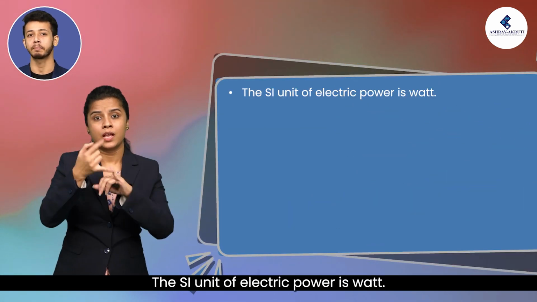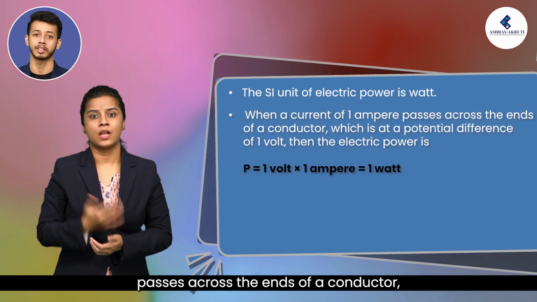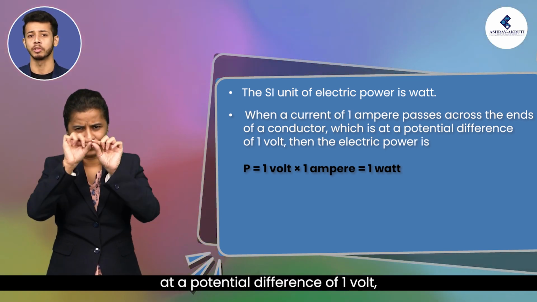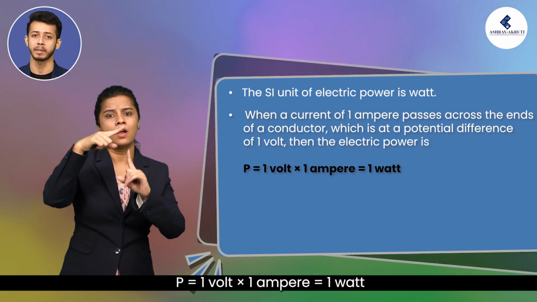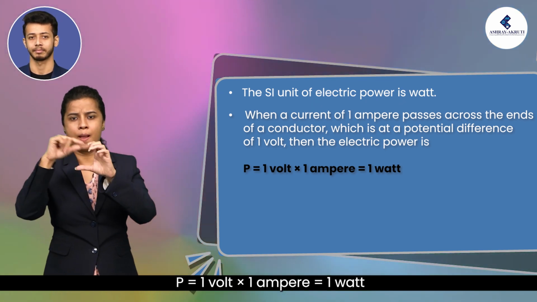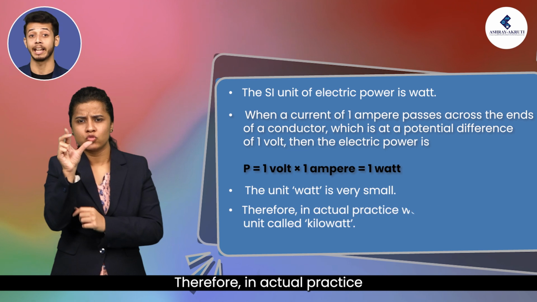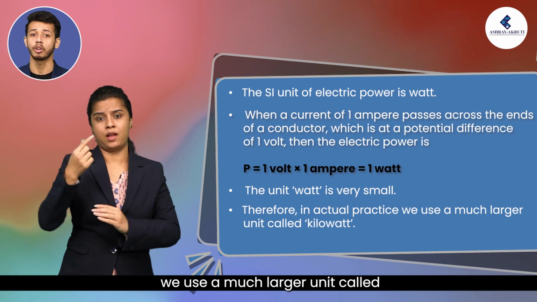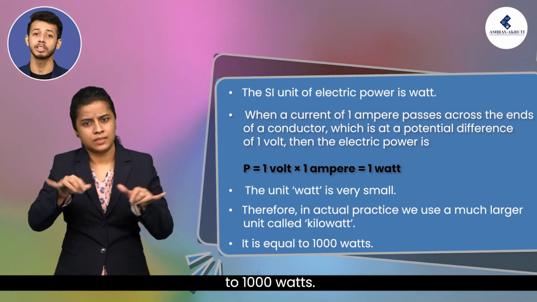The SI unit of electric power is watt. When a current of 1 ampere passes across the ends of a conductor, which is at a potential difference of 1 volt, then the electric power is P equals 1 volt into 1 ampere equals 1 watt. The unit of watt is very small. Therefore, in actual practice, we use a much larger unit called kilowatt. It is equal to 1000 watts.